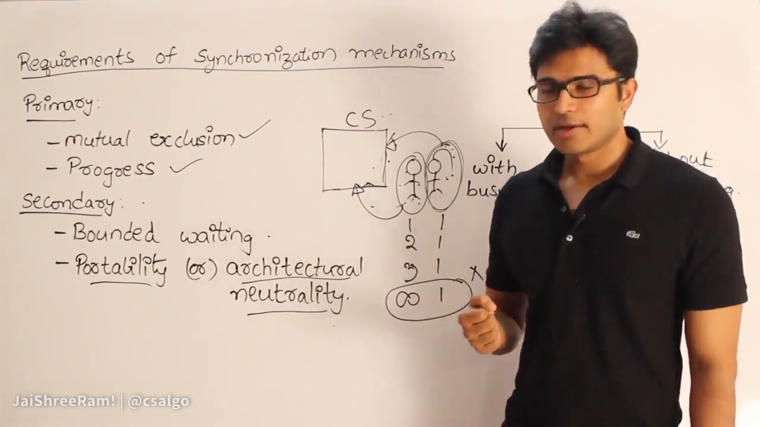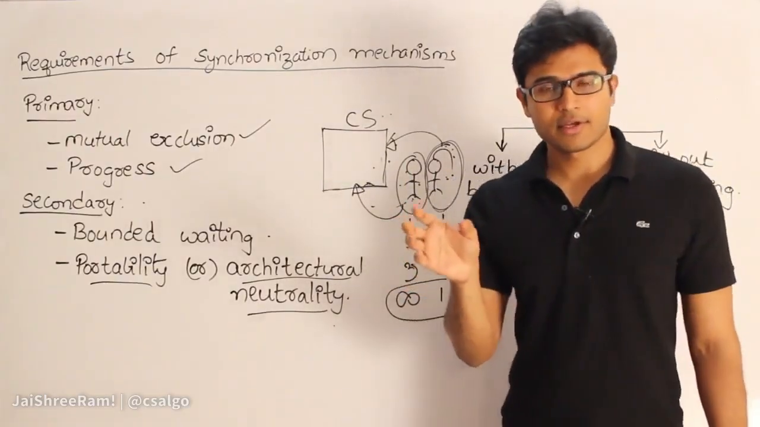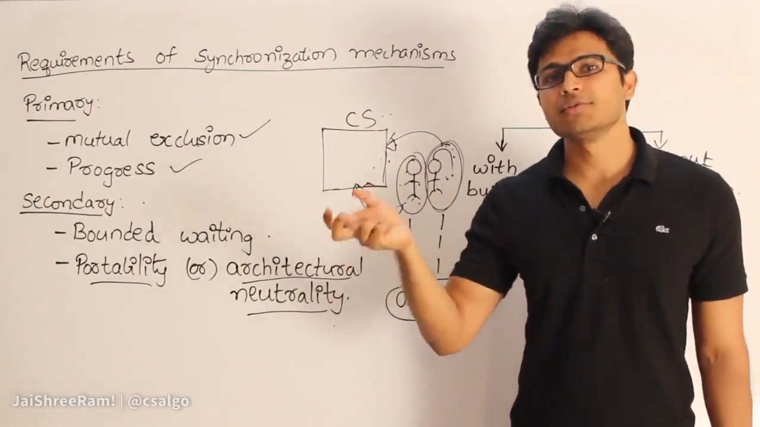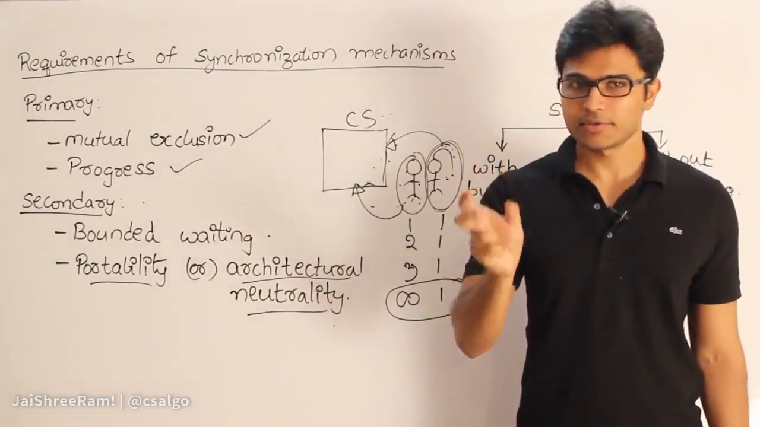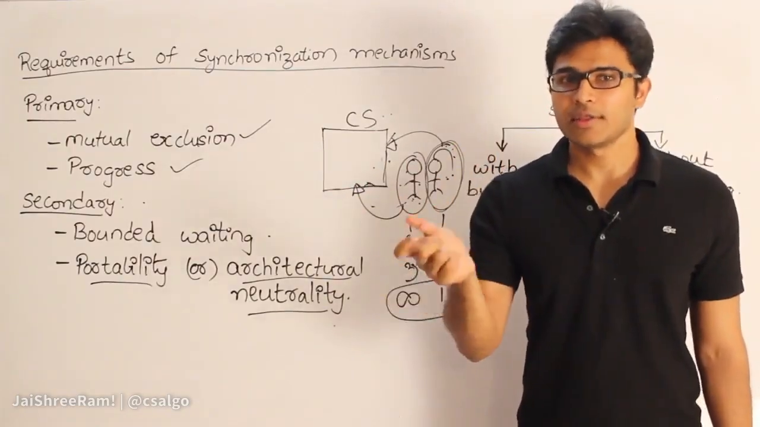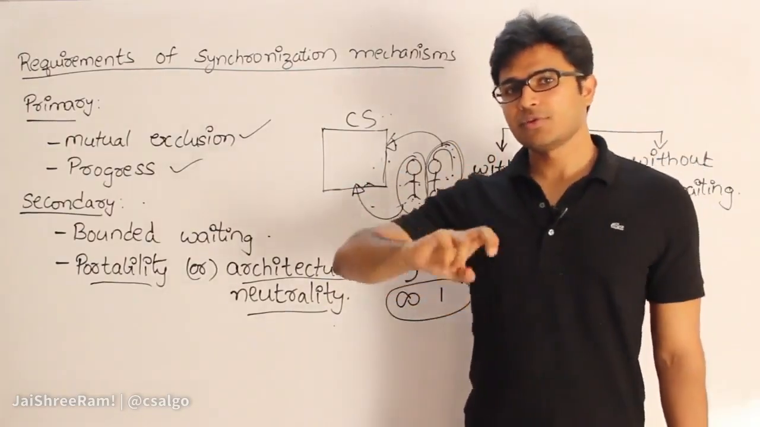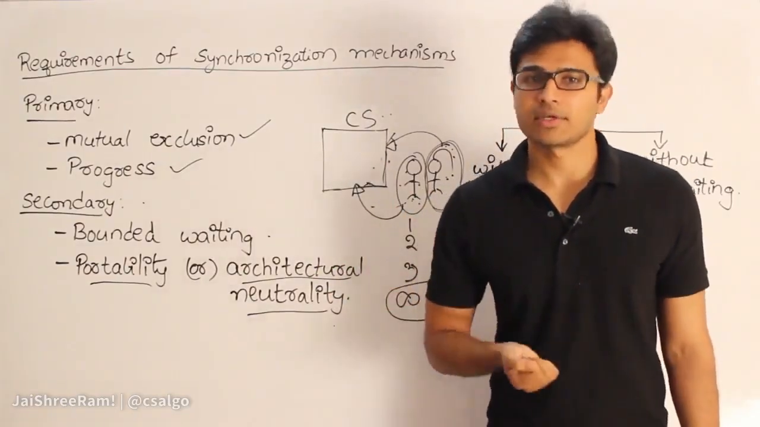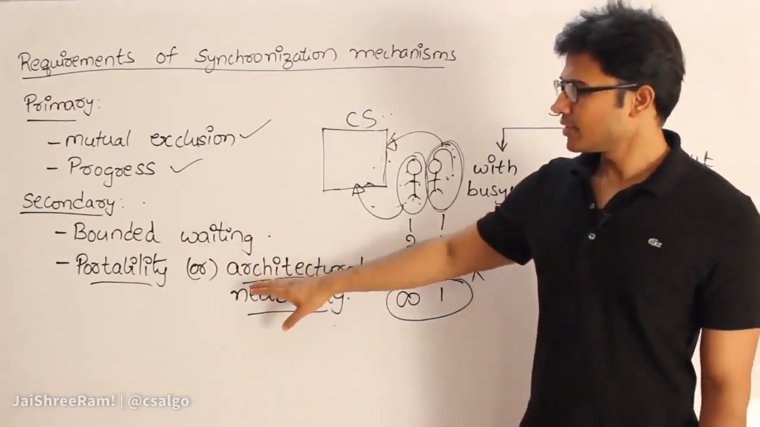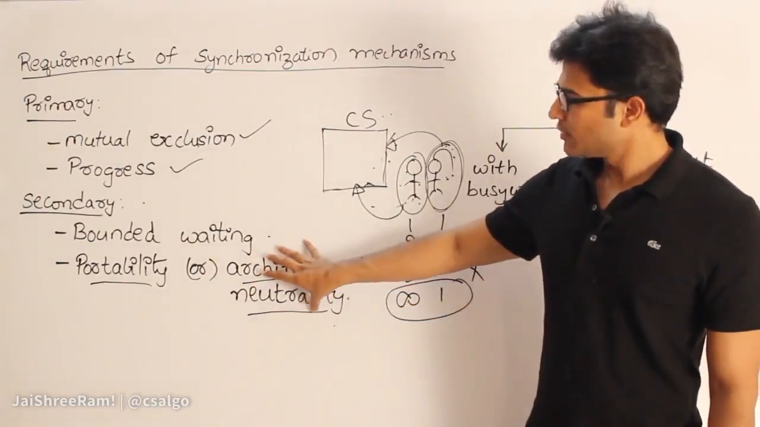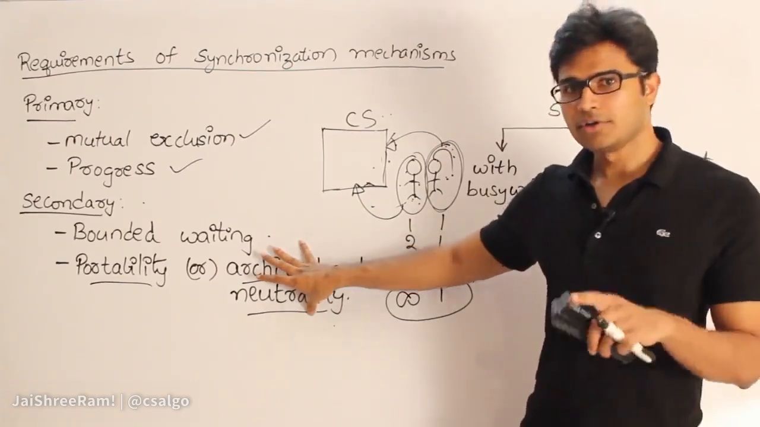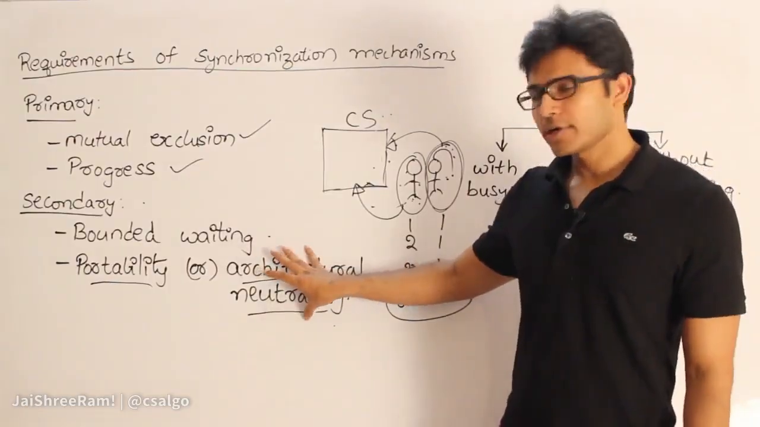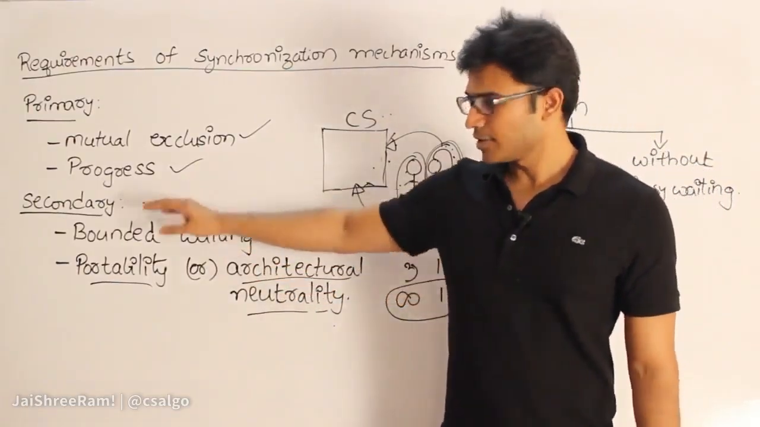For example, some solutions will require that your hardware supports some instructions, and if your solution is going to use the instructions provided by the hardware, then if you try to implement the same solution on some other hardware, it might fail because the other hardware might not have these instructions, right? Therefore, it is very important that you keep this architectural neutrality. Whatever solution you propose should be able to run on all the platforms, but then it is not very important, right? Which means it is a secondary requirement.